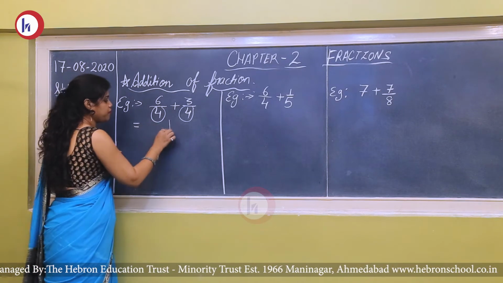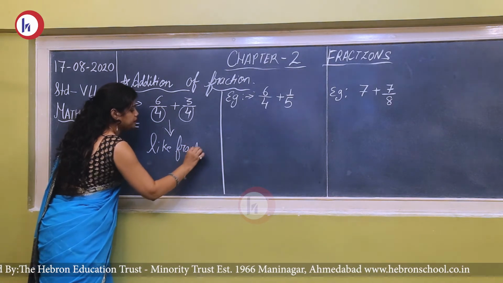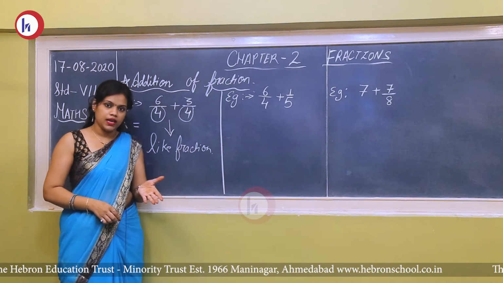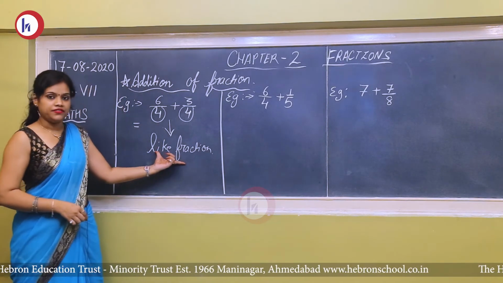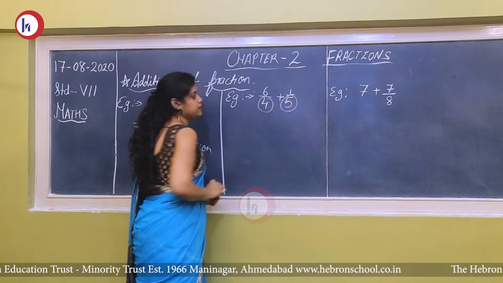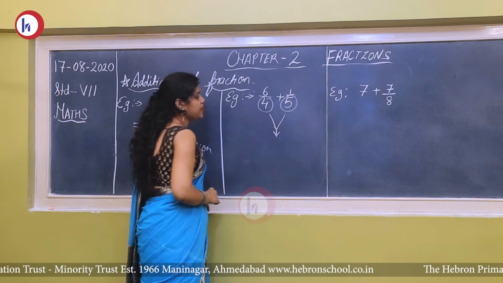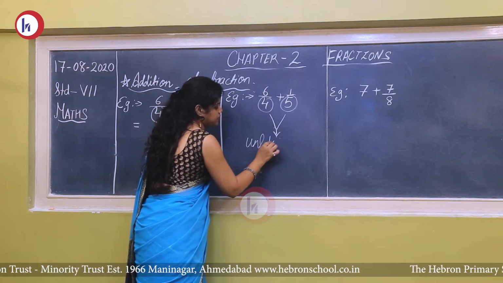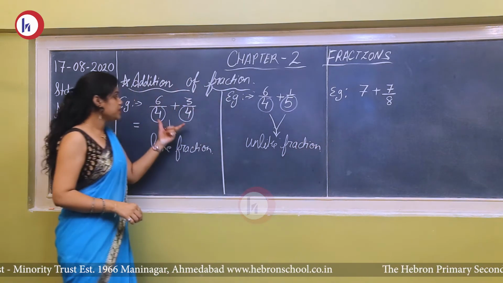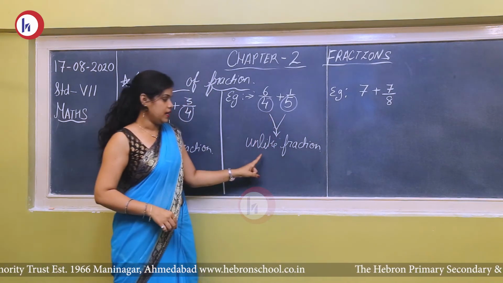So such fractions are called like fractions. Whenever the denominators of the fractions are the same, such fractions are called like fractions. Now in this example if you see here, 4 and 5, two different denominators. When you have two different denominators, such fractions are called unlike fractions. So fractions with the same denominator are like fractions. Fractions with different denominators are unlike fractions.